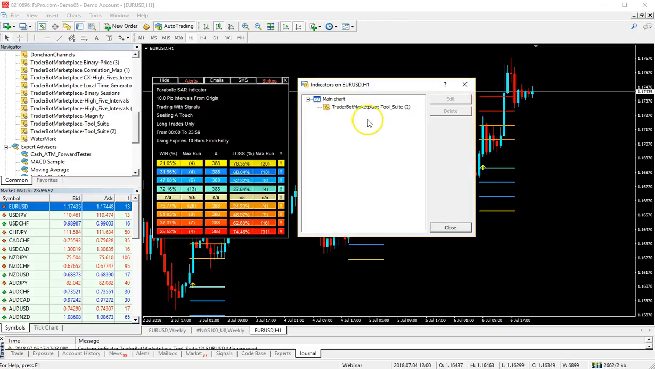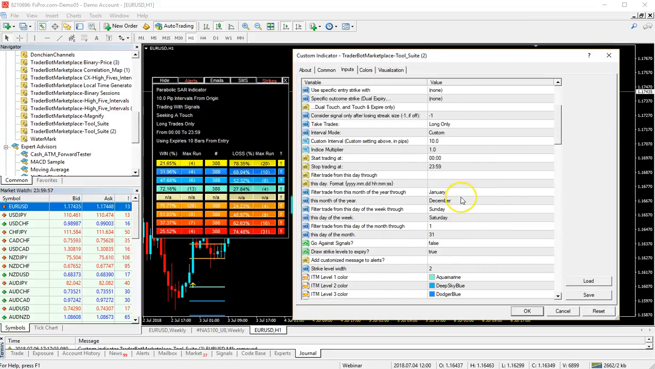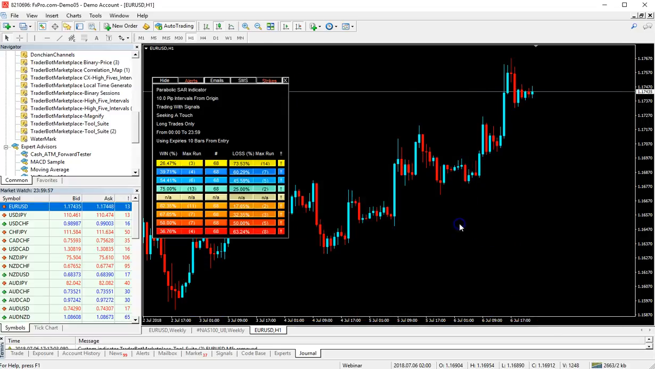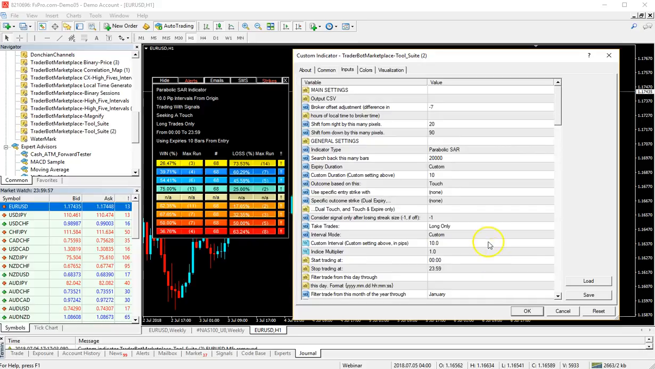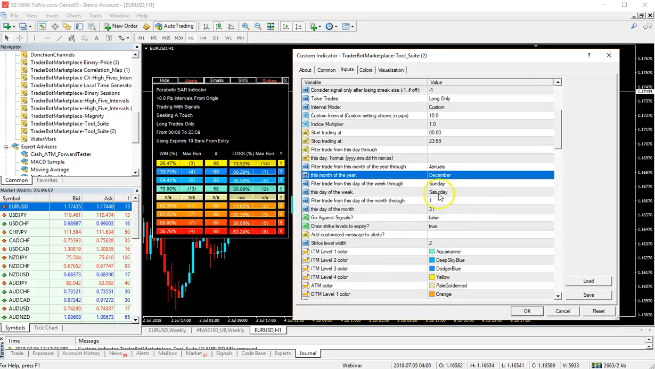So let's find out when the best months are to trade. Let's look at January and February. Okay, now the rate goes up to 82%, you see. So you can look at all the months of the year just like we have been looking here. So let's reset this now. Let's look at days of the week.